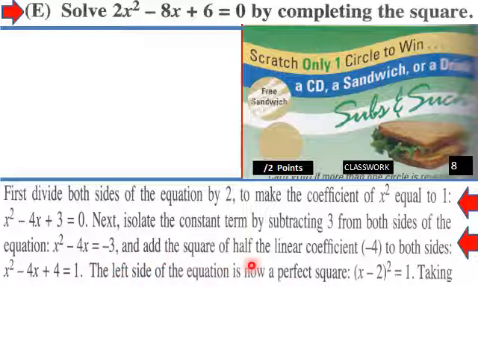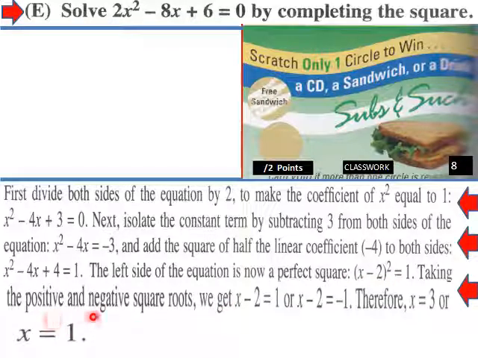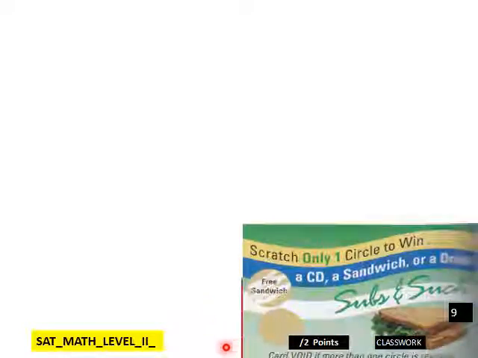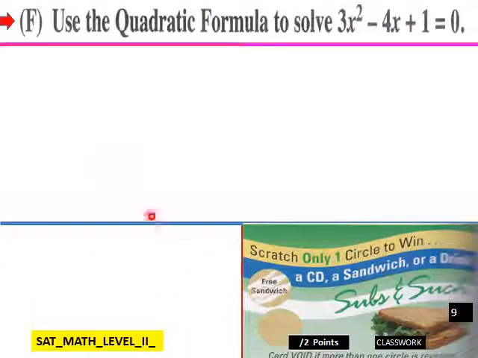And add the square of half the linear coefficient, negative 4, to both sides. So then we have x squared minus 4x plus 4 equals 1. The left side of the equation is now a perfect square. x minus 2 squared equals 1. Taking the positive and negative square roots, we get x minus 2 equals 1, or x minus 2 equals negative 1. Therefore, x equals 3, or x equals 1. That is one way of completing the square.